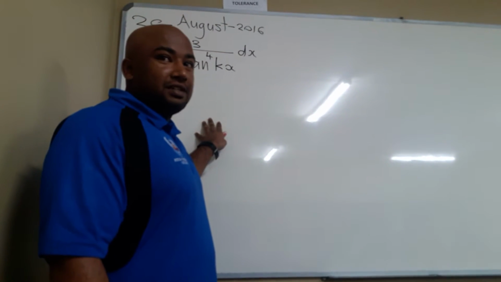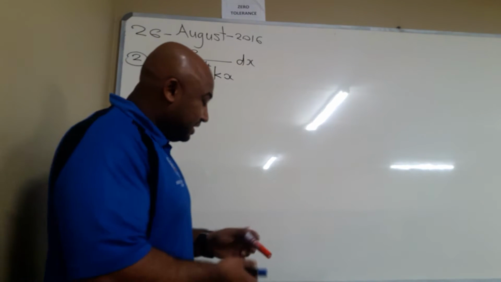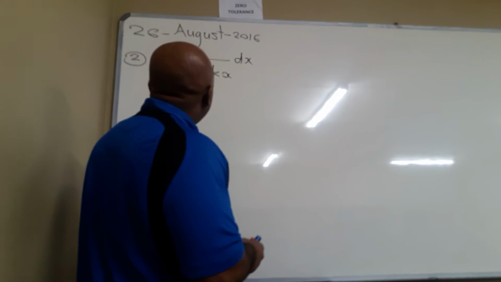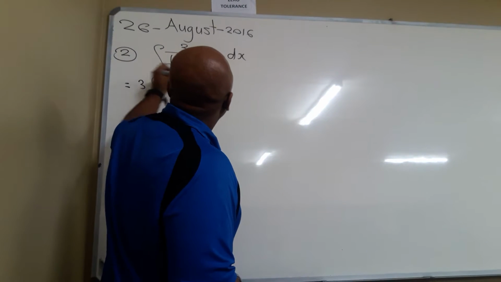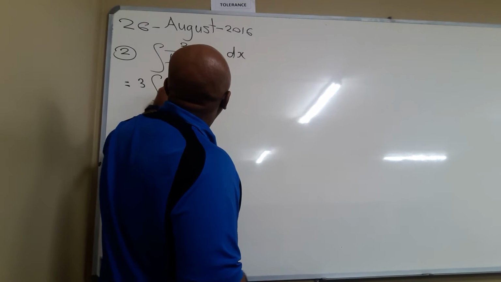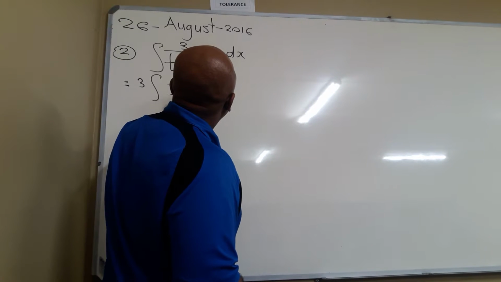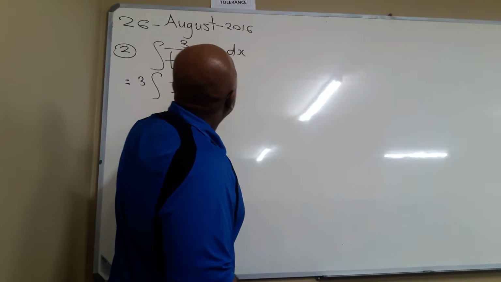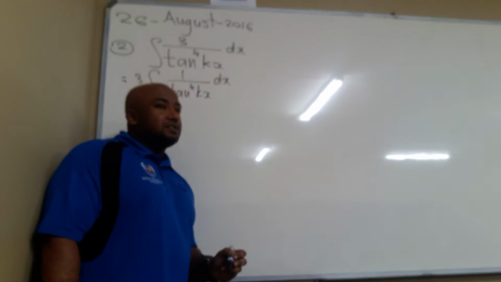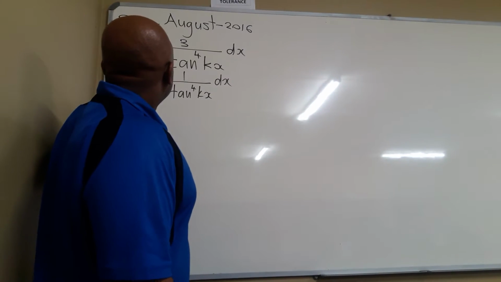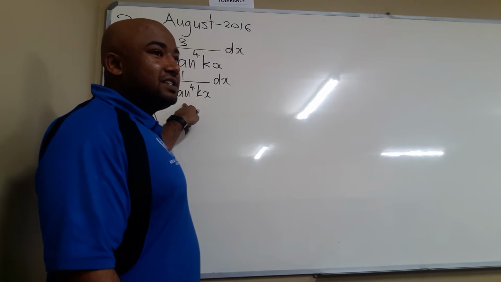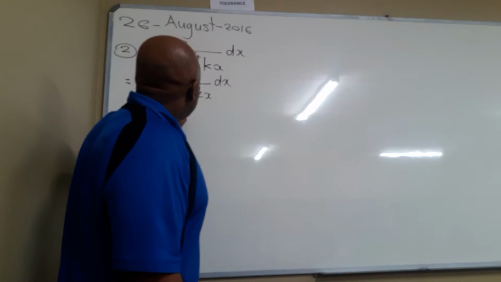Our identity. Okay. So now, here we got 3 divided by 10, which is the same as 3 times 1 over 10. So from your identities, what is 1 over 10? 1 over 10 is cot.